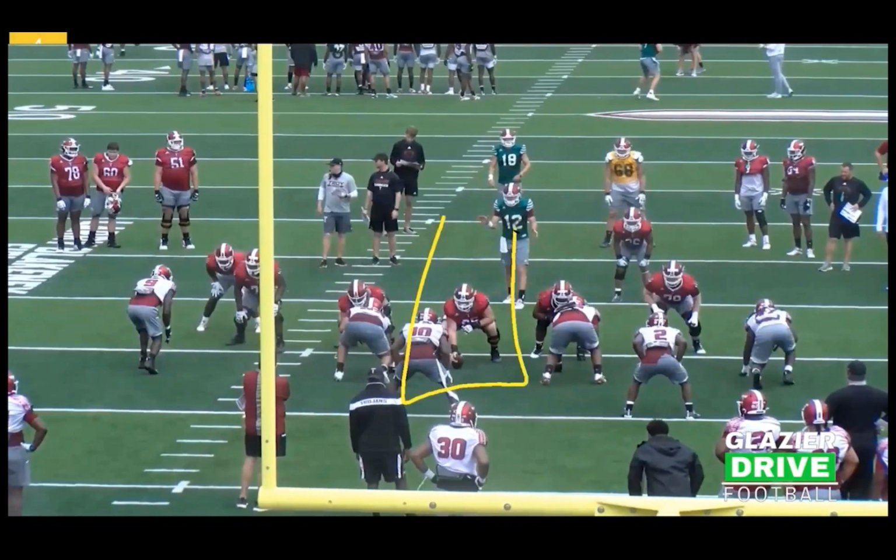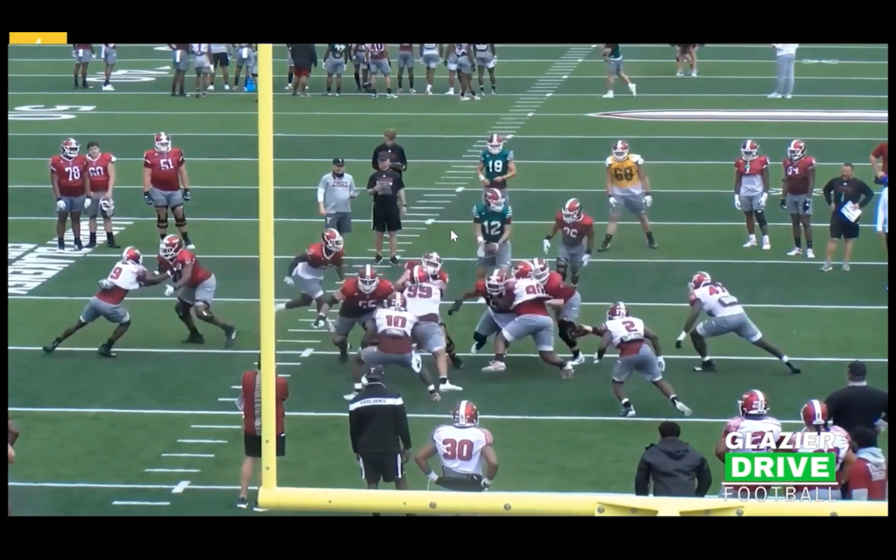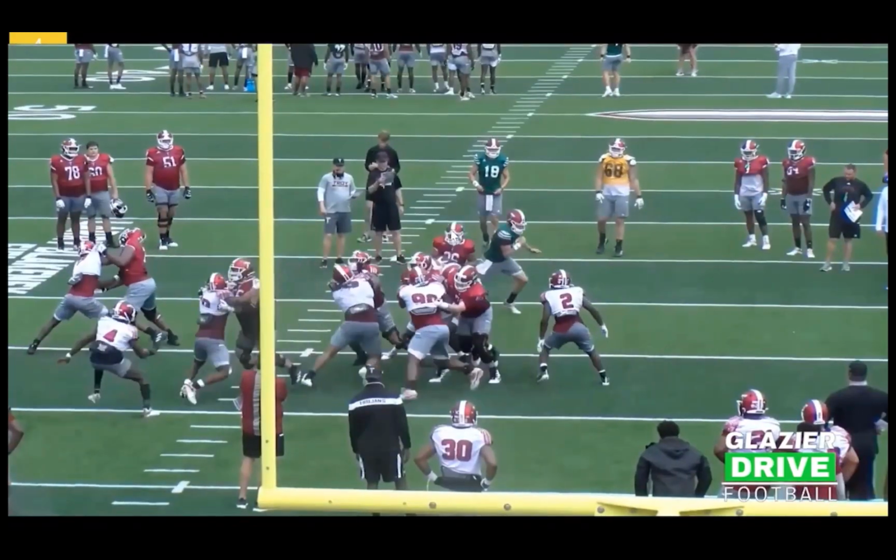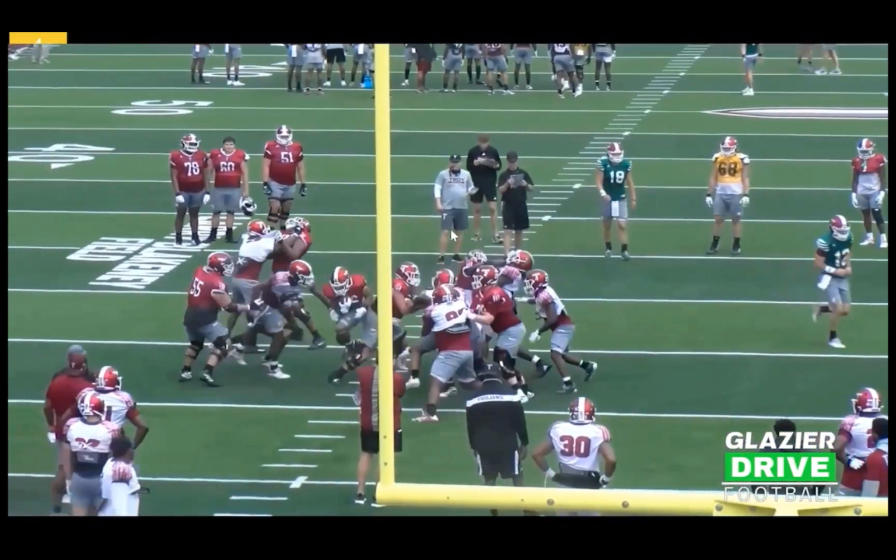The back is hitting somewhere in this region, up the center's crack, and you can see on this one, he actually goes a little bit wider. But it's a matter of finishing with leverage on your defender.